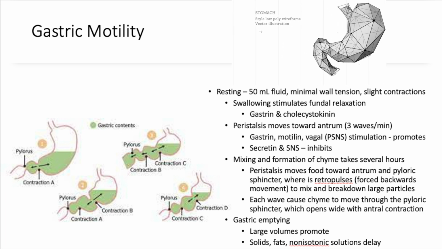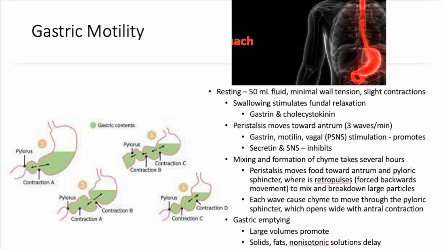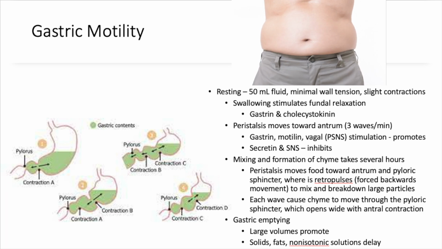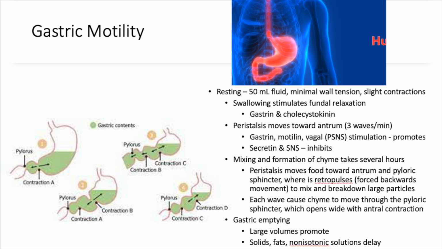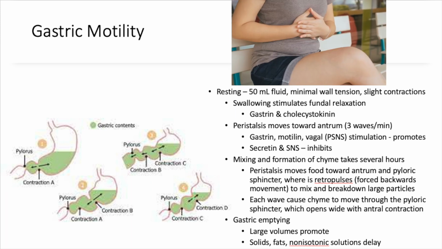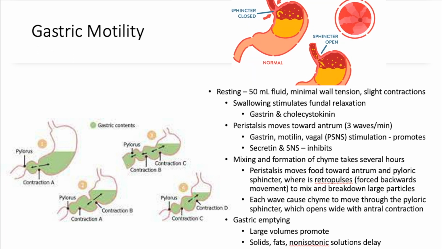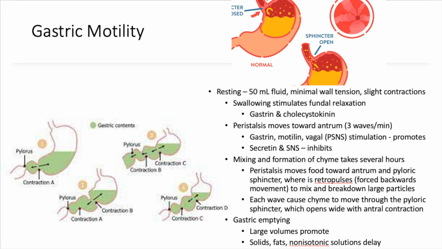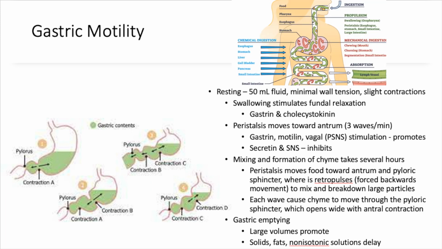The peristalsis mixes food and digestive juices, forming chyme. This takes several hours and consists of forward peristalsis and retropulsation of chyme. Each time chyme hits the pyloric sphincter, a small portion leaves the stomach. Eventually, antral contractions open the pyloric sphincter and allow chyme to flow out. The rate of gastric emptying can be influenced by volume, osmotic pressure, and chemical composition of the chyme. Larger volumes empty faster, while solids, fats, and non-isotonic solutions slow the rate of emptying.